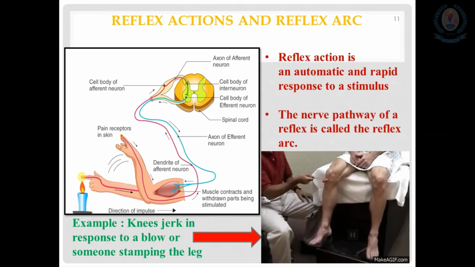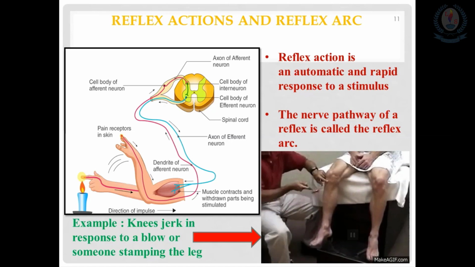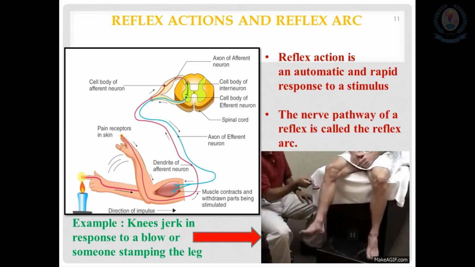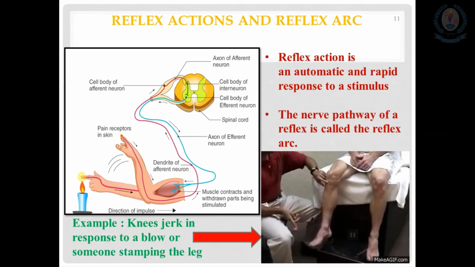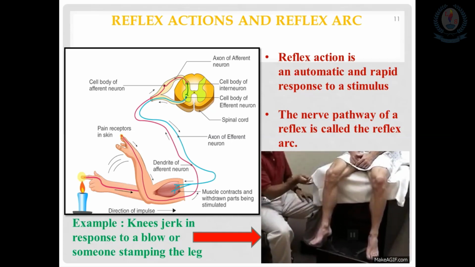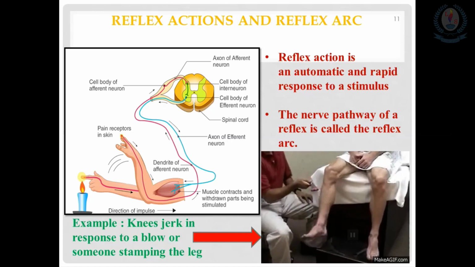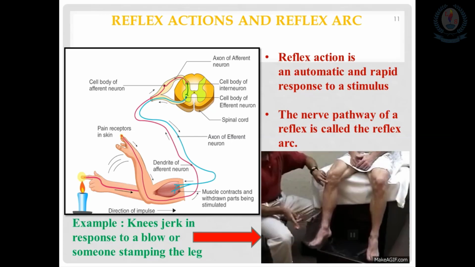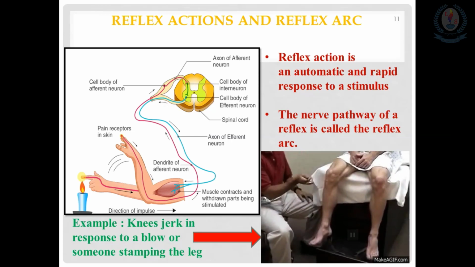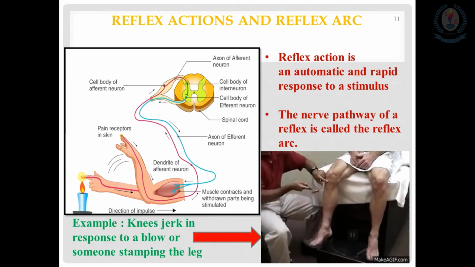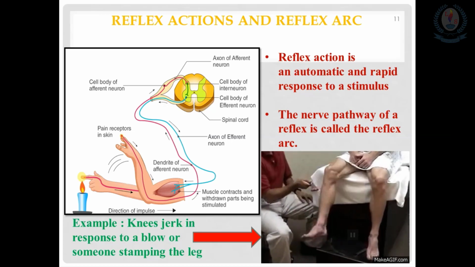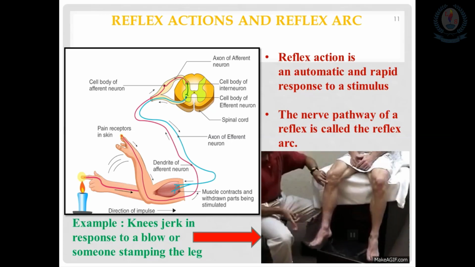It doesn't involve your brain to coordinate the response. So the response is usually quicker than a normal nervous response. As these actions are automatic and rapid, these responses will prevent you from injuries and hopefully will keep you alive. The nerve pathway of a reflex action is called the reflex arc. So let's look at an example. What will happen if you touch a hot object?